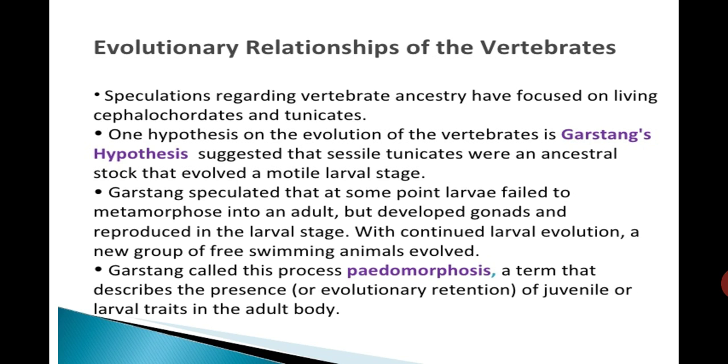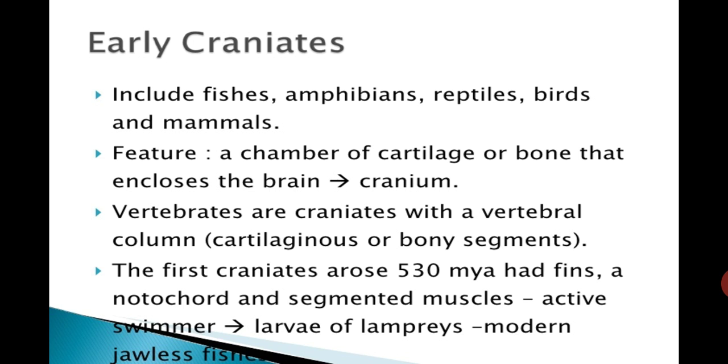With the continued larval evolution, a new group of free-swimming animals evolved. This process is called paedomorphosis, a term that describes the presence of the juvenile or the larval traits in the adult body. Now we will talk about the earlier craniates.